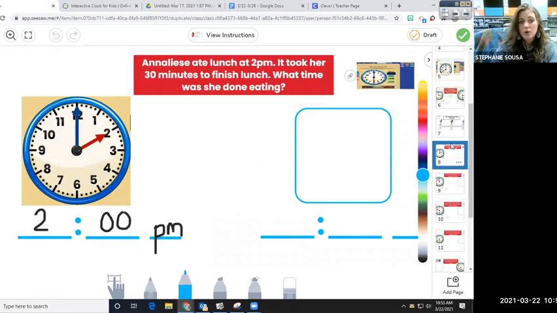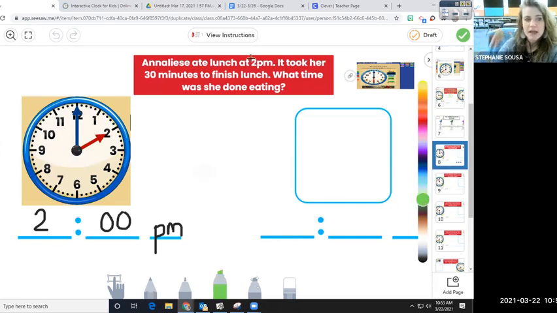I want you to go ahead and move to slide 8. We're going to kind of jump back and forth. We're going to watch a video. We're going to practice. We're going to watch a video. We're going to practice, okay? So on slide 8, you will see a short story about Annalise. I'm going to highlight important information.